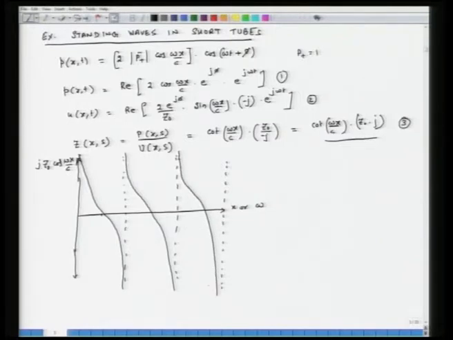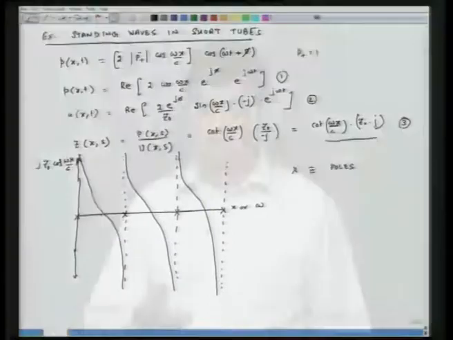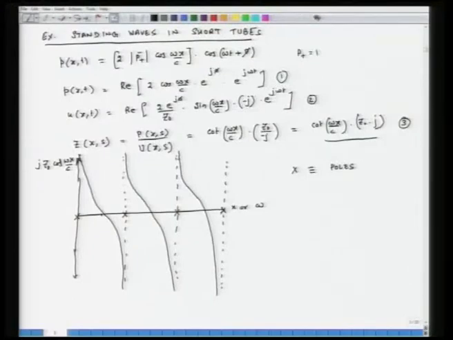Something like this. These points where I am placing an x mark correspond to poles, because here my transfer function, which in this case is specific impedance, goes up to infinity. And then I have a bunch of zeros also. These O's correspond to zeros.